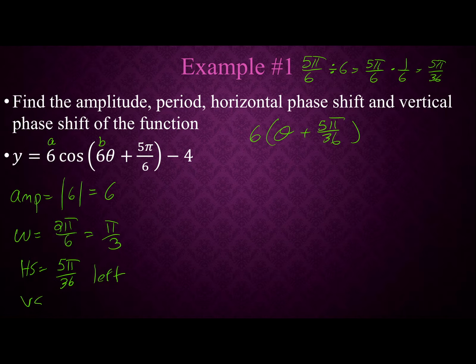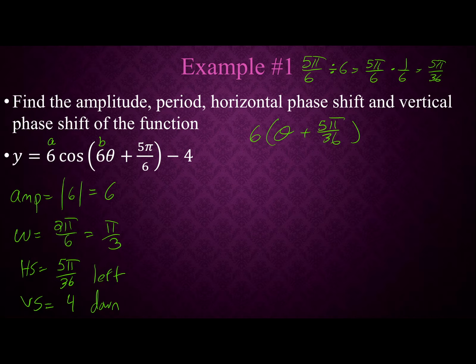And then finally, our vertical shift is a negative 4 at the end, so we're going down. We never specify the shift as a negative number. The negative is specified by the direction itself. So the vertical shift is 4, and because it's -4, it's going down. The 5 pi over 36 that's inside the parentheses is positive, that's why it's going left. Had that been a minus sign in there, then it would go right.